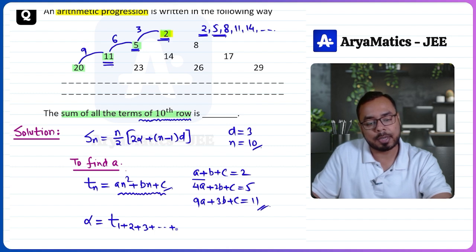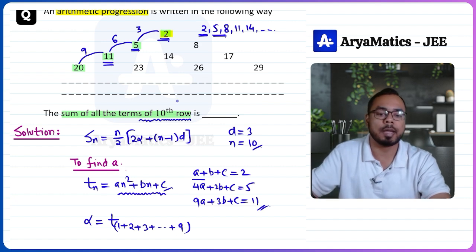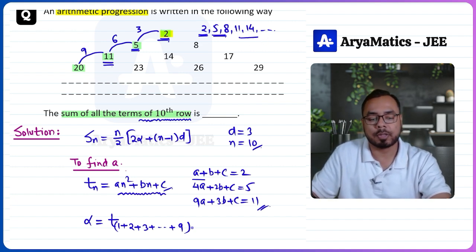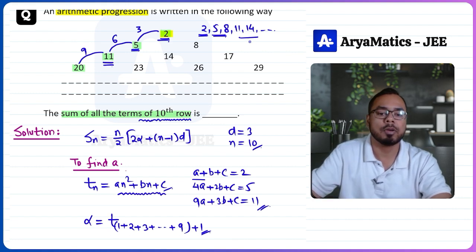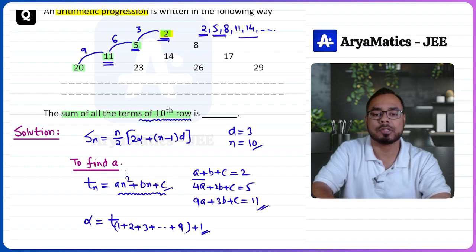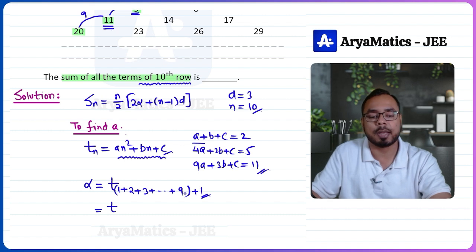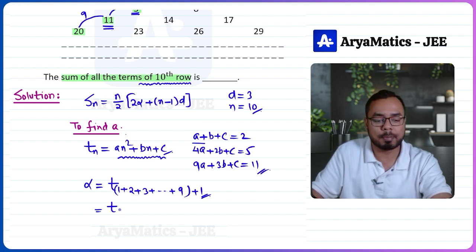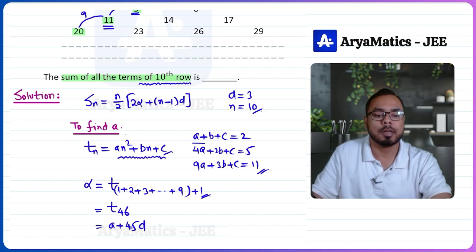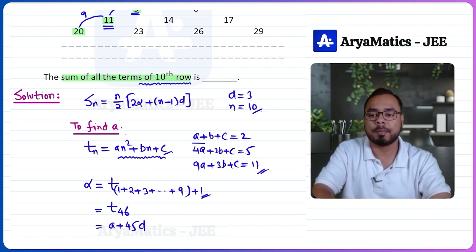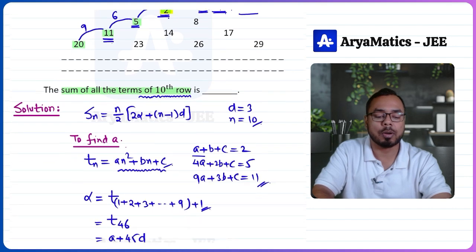Similarly, by the time we complete the ninth row, we have used the first 1 plus 2 plus 3 up to 9 elements of this AP. So the first element of the 10th row will be nothing but this particular term of this AP 2, 5, 8 and so on. So if you calculate this number, this will become 9 into 10 by 2, so it is 45 plus 1, 46. And T46 will be a plus 45 into d, right?